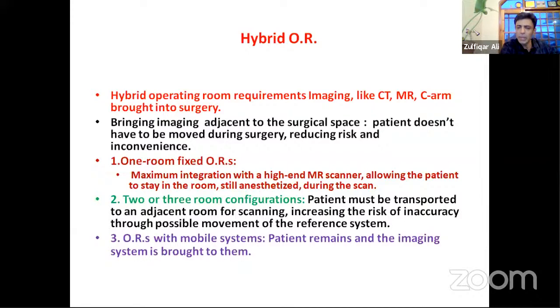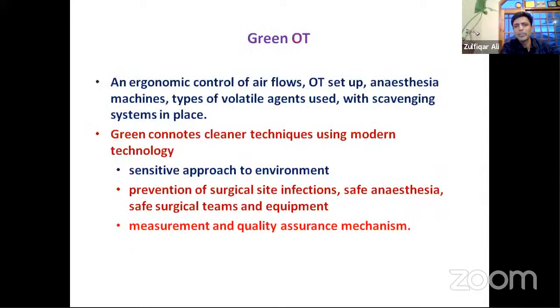The patient remains in the operating room, on the operating table. The imaging system is brought to the patient, the necessary images are taken, and it's verified whether there is adequate or inadequate clearance. Surgery continues as per the requirements of the patient, with the imaging modality being brought onto the operating table as and when required.